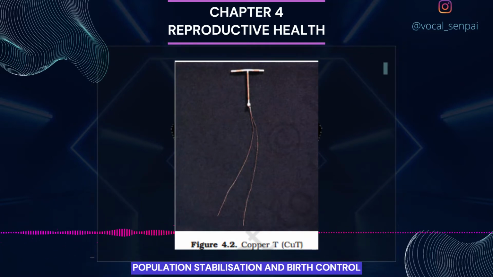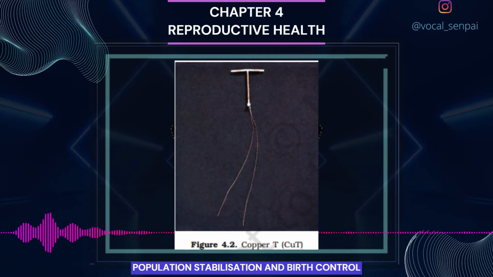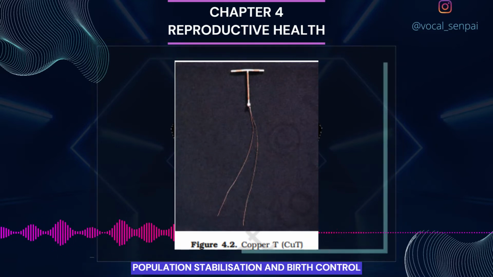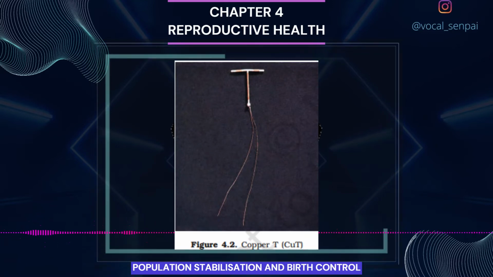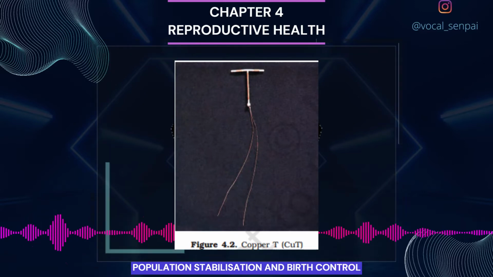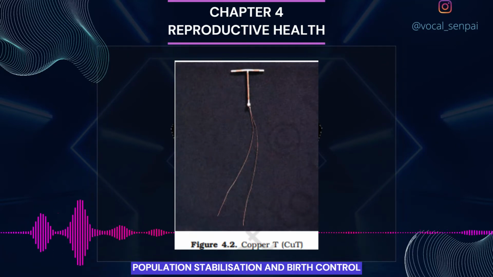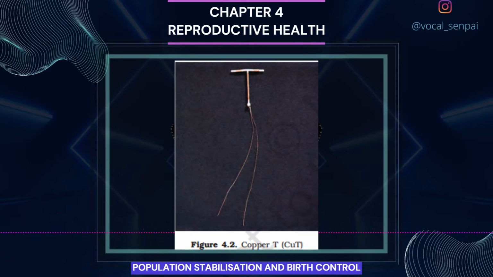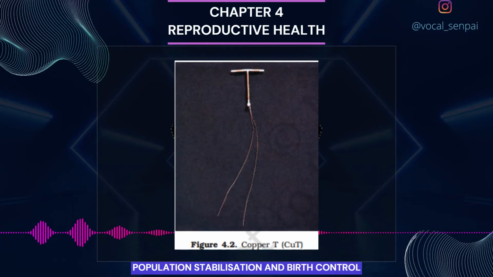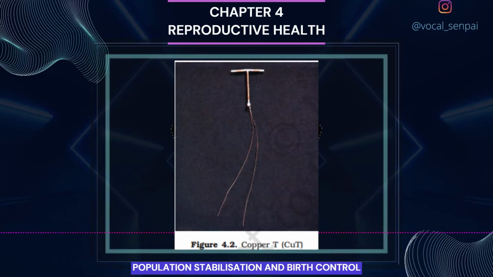As no medicines or devices are used in these methods, side effects are almost nil. Chances of failure, though, of this method are also high. In barrier methods, ovum and sperms are prevented from physically meeting with the help of barriers. Such methods are available for both males and females.